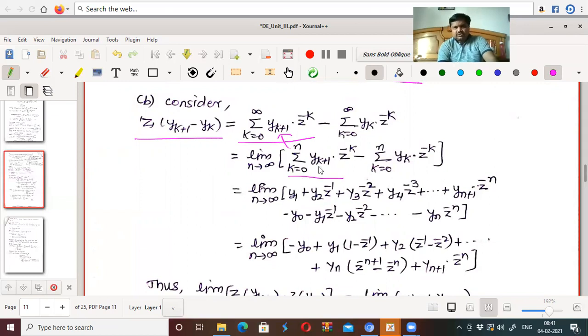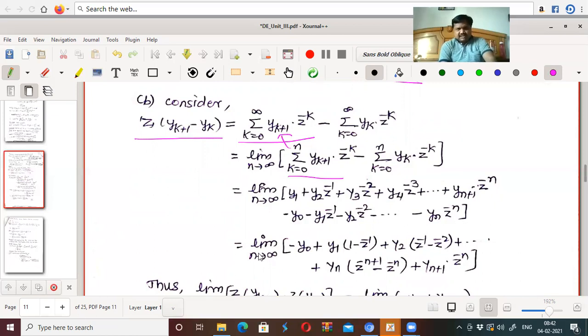Taking k equal to 0, you will get y1 z raised to minus 0, that is y1, plus k equal to 1, y2 z raised to minus 1, y3 z raised to minus 2 and so on. Minus, now taking minus of each of these. By putting k equal to 0, the first term we get is y0 z raised to minus 0, that is y0, y1 z raised to minus 1, y2 z raised to minus 2 and so on. And because of this minus sign, everything will be minus.